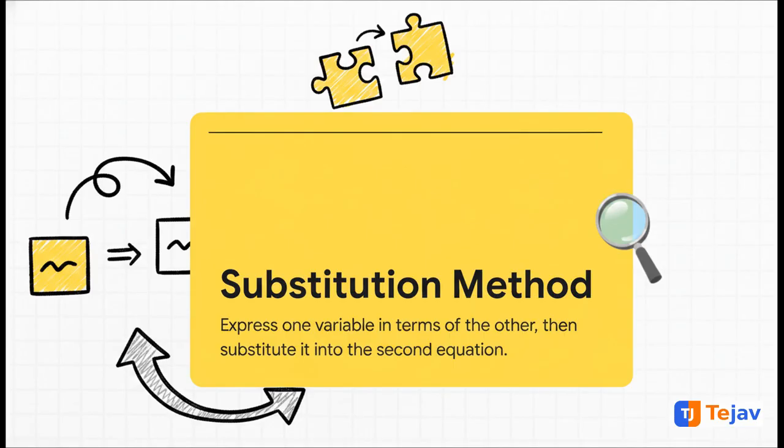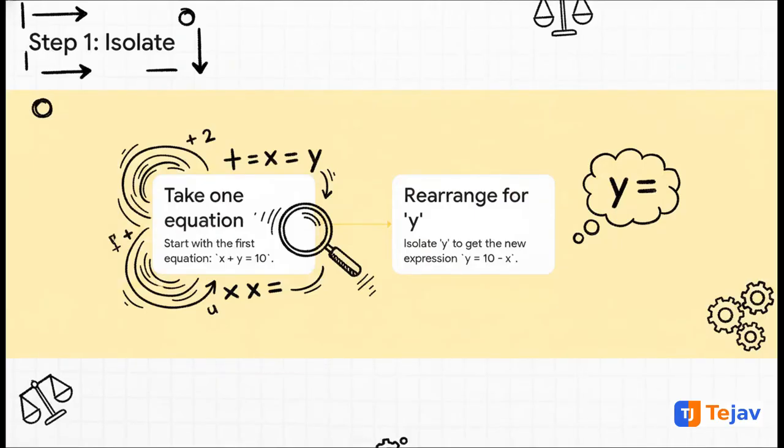Let me show you. Okay, step 1. The first thing we've got to do is get one of the variables all by itself. Let's just grab that first equation, x plus y equals 10. It looks pretty easy to work with. If we just move the x over to the other side, what do we get? We get y equals 10 minus x. See that? We've just defined what y is using x.